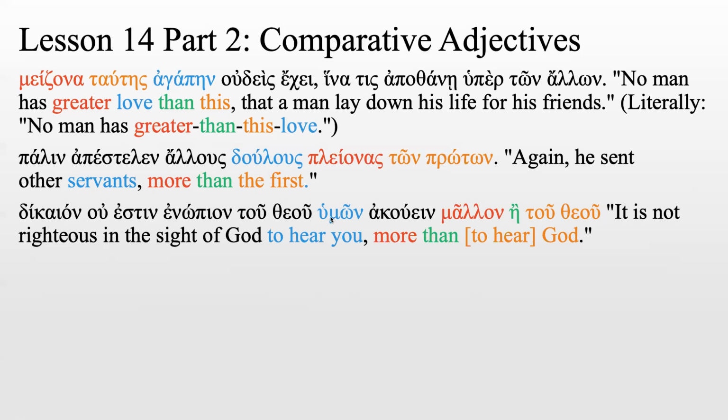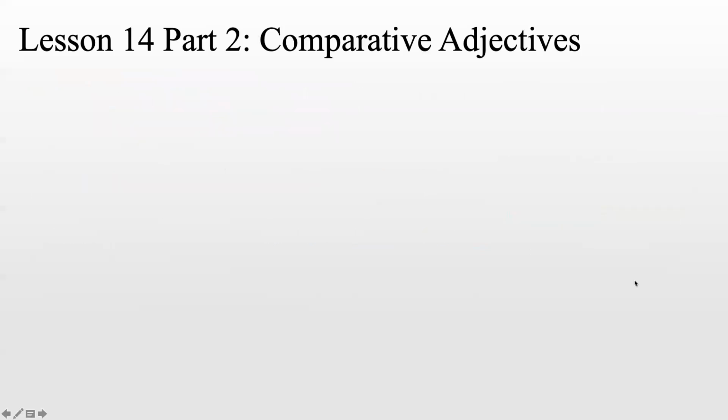This is in the genitive. So this is in the genitive. So God is taking the place of you. So it's sort of like a direct object, but akouo takes a direct object in the genitive. So to hear you more than to hear God. You could have dropped out the here. It is not righteous in the sight of God to hear you more than God. It's plenty clear enough in English.